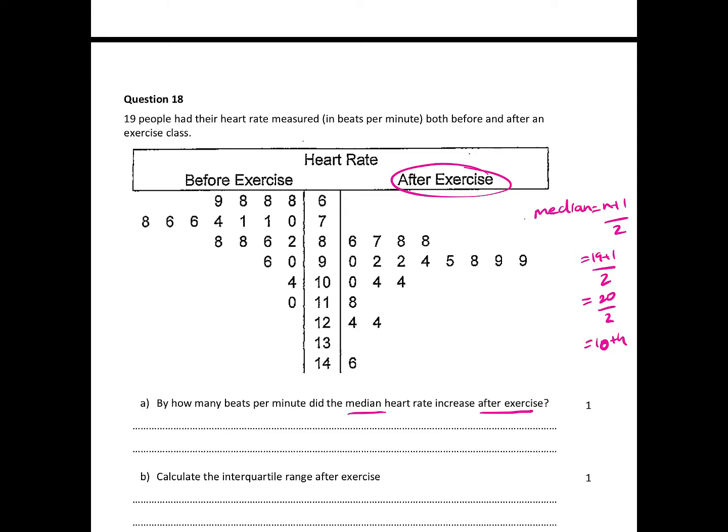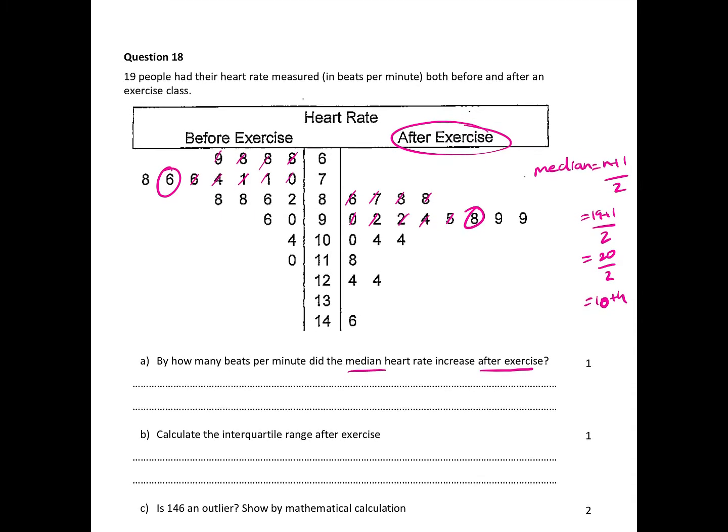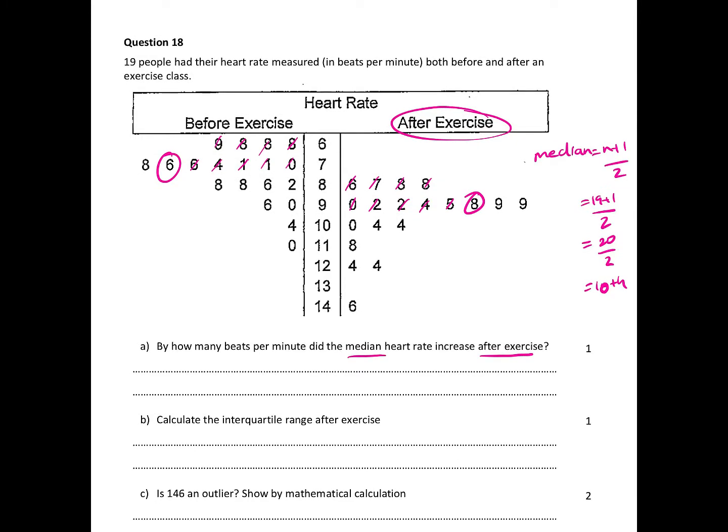Okay, so let's count 1, 2, 3, 4, 5, 6, 7, 8, 9, 10. Okay, so that's my median there, and I want to compare it to before exercise because I'm trying to compare the two. 1, 2, 3, 4, 5, 6, 7, 8, 9, 10. And so now I've got the median of before exercise was 76 and after exercise is 98. So by how many beats per minute did it increase? So I need to do 98, take away 76, and that gives me 22.